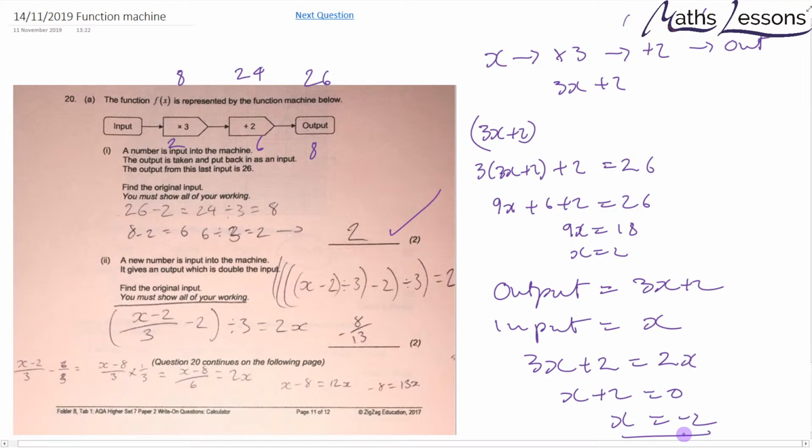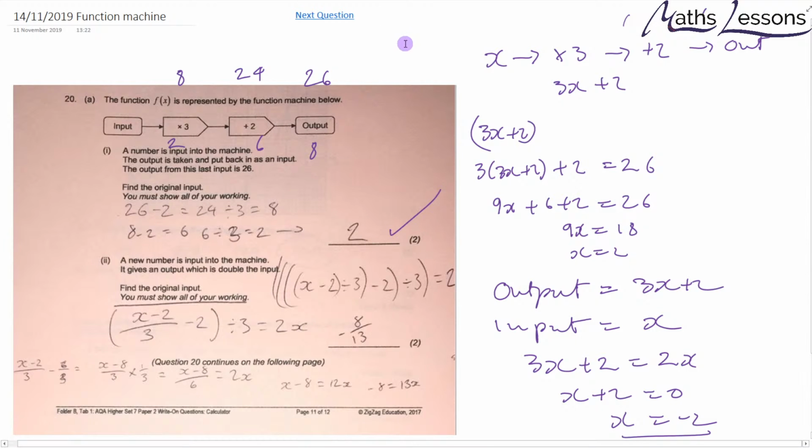And we can check this. So if we got minus 2, and we put it into our function machine, you get minus 2 times 3 is minus 6, add 2 is minus 4, and that is actually double our original value. So we can see how that works.